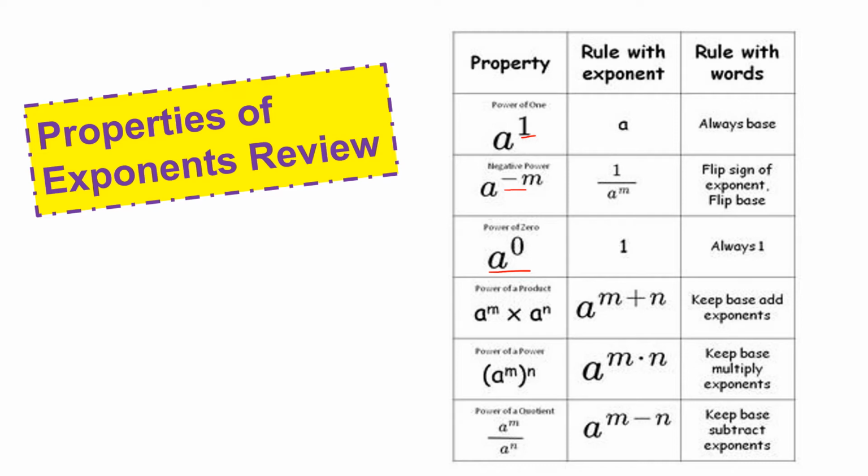Power of a product, so if you're multiplying and you have the same base, you're simply going to add your exponents here. Power of a power, so if you have a base with an exponent raised to another exponent, you are multiplying, so keep the base and multiply the exponents. And lastly, here we have the power of a quotient, and of course, since we're dividing, we would subtract our exponents. So remember, if you're multiplying, you're adding your exponents, dividing, subtract your exponents, and then an exponent raised to another exponent, you're going to multiply them.